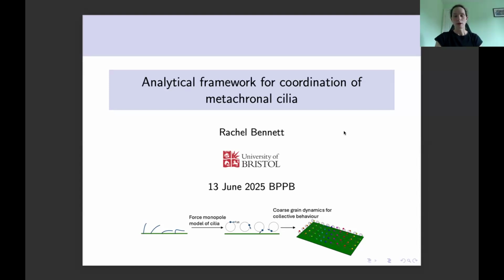So yes, I want to talk about coordination of cilia today. The approach that I'm taking is thinking about an analytical framework to connect the properties of an individual cilium to the emergent wave properties when they coordinate into metachronal waves. So that's the angle that I'm looking at this problem from.